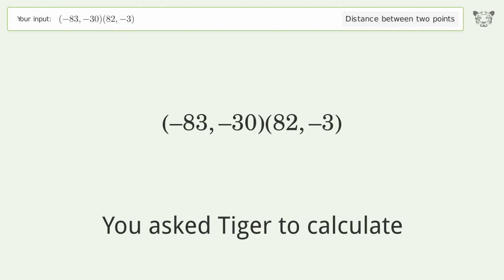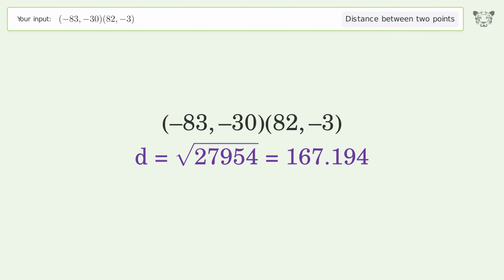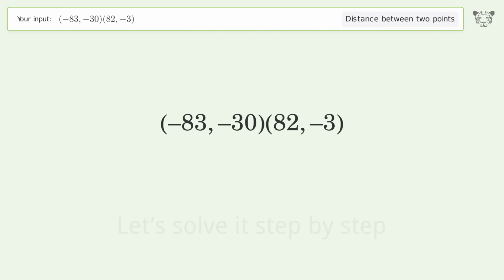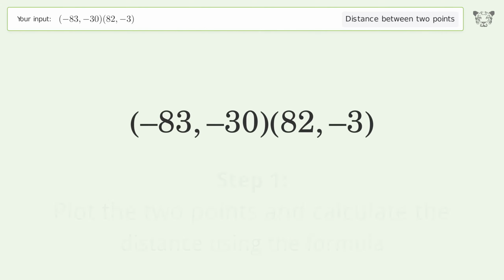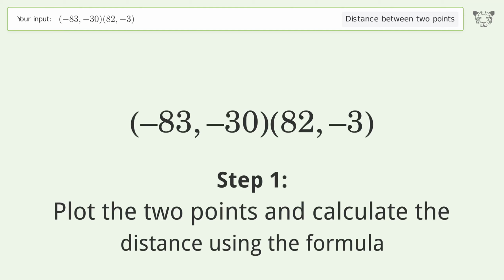You ask Tiger to calculate. This deals with the distance between 2 points. The distance between the 2 points is the square root of 27,954 or 167.194. Let's solve it step by step. Plot the 2 points and calculate the distance using the formula.